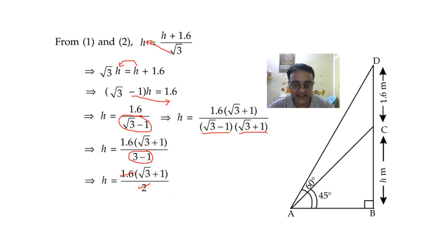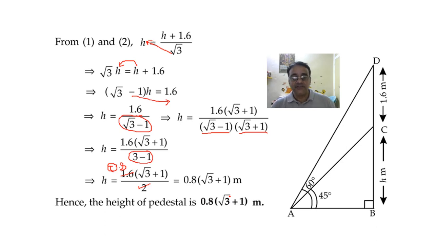Then this 2 will cancel. So we'll get 0.8 into root 3 plus 1. So this is the answer given at the back side. But I will suggest you to substitute the value of root 3 as 1.732. After that, write the final answer. Do it by yourself. So hence the height of the pedestal is 0.8 into root 3 plus 1 meter.